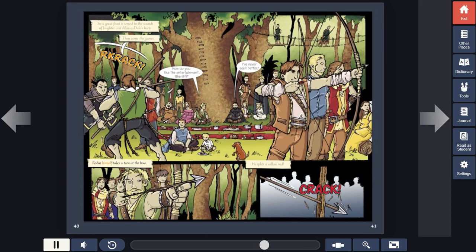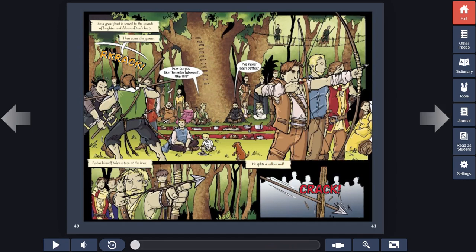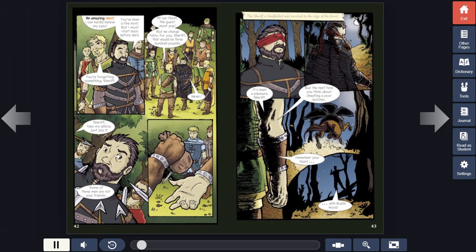Robin himself takes a turn at the bow. He splits a willow rod. An amazing shot. I can hardly believe my eyes. You've been a fine host, but I must start back before dark.